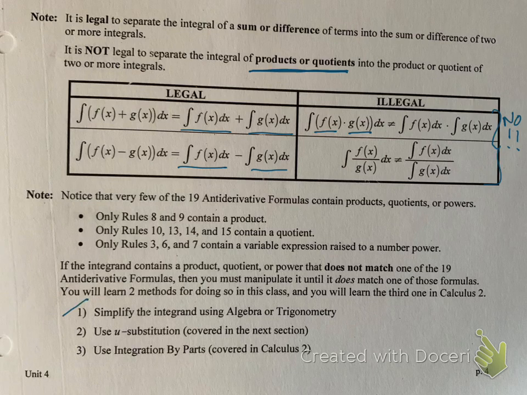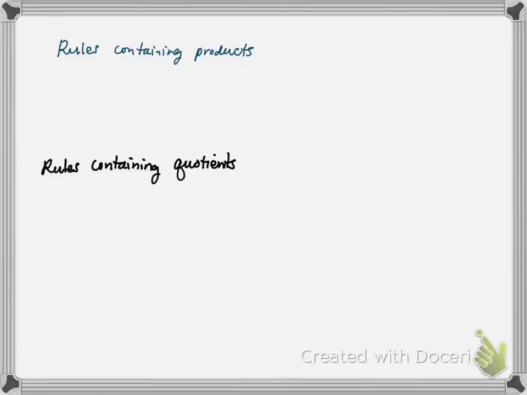Simplify the integrand using algebra or trig. We'll be able to do that in this class. Using substitution, we will be able to do that in this class. Using integration by parts, you will learn in Calculus 2. So we will not do that in this class, okay? So once again, these are for integrands that contain products, quotients, or powers that don't match any of the 19 antiderivative formulas. So let's write down the rules containing products.